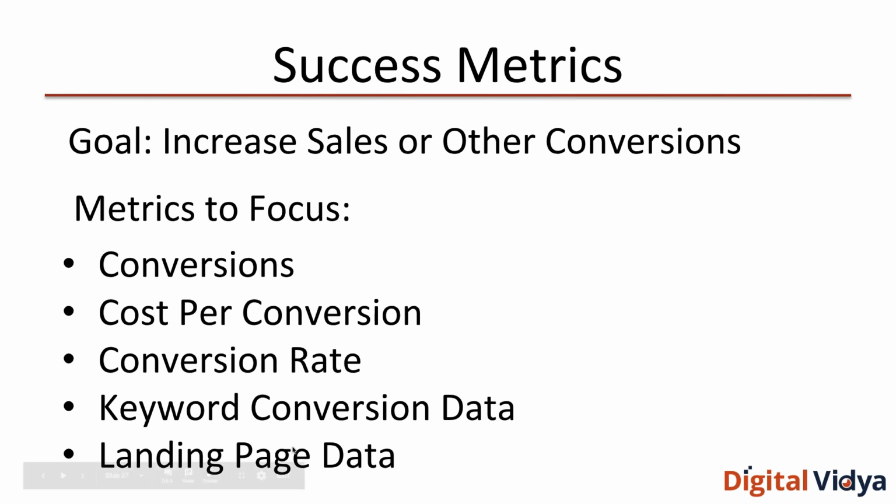You can look at keyword conversion data at the keyword level, how keywords are performing. You can also look at landing page data. What kind of landing page data? Because conversions typically happen on your website or app, right? So if your page load time is high or low, it can have a different impact on conversions, right? So having key landing page data, like for example bounce rate in Google Analytics, you have a metric called bounce rate.